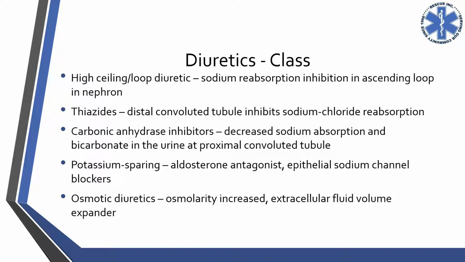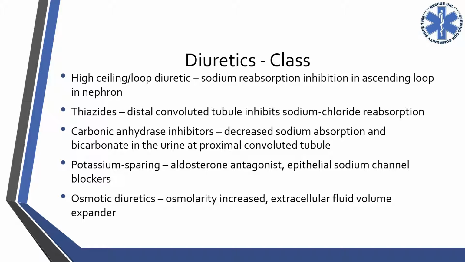Thiazides. So these are in the distal convoluted tubule, and they inhibit sodium and chloride reabsorption. So not just sodium, but sodium and chloride. And they send that away, and again, water follows that, and they pee it out. Then we have carbonic anhydrase inhibitors. So these decrease sodium absorption and bicarbonate as well. So it's sodium and bicarbonate that they inhibit the reabsorption of.